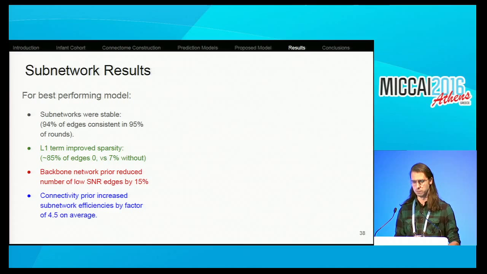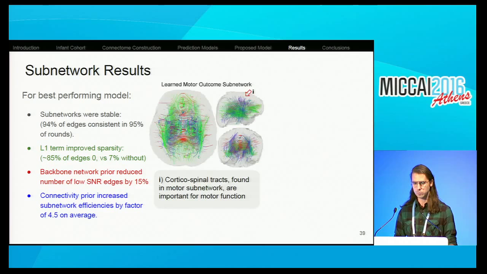Then, we basically started with regular unregularized prediction. As we add in the L1 term, of course, it increases sparsity, so 85% of the edges went to zero versus only 7% without. When we added the backbone network in, we reduced the number of low SNR edges by 15%. And then when we added the connectivity prior, it increased the subnetwork efficiency, which is a measure of network integration, by 4.5 times.